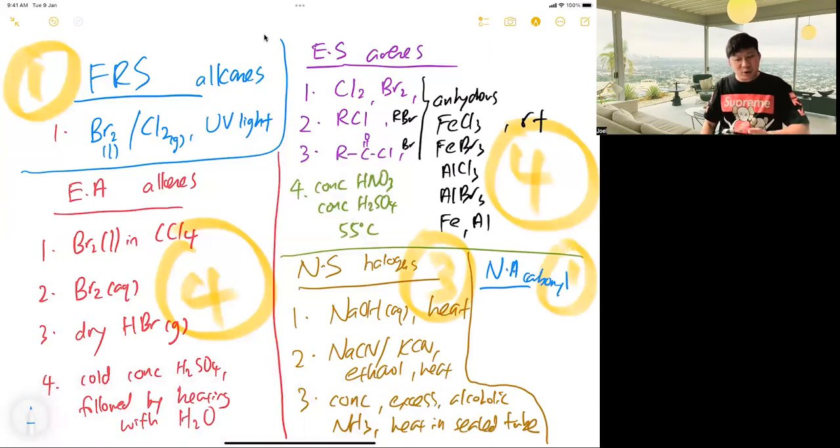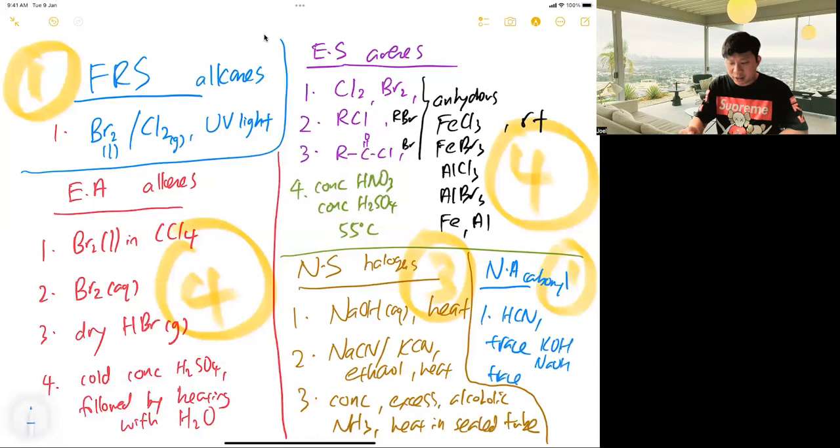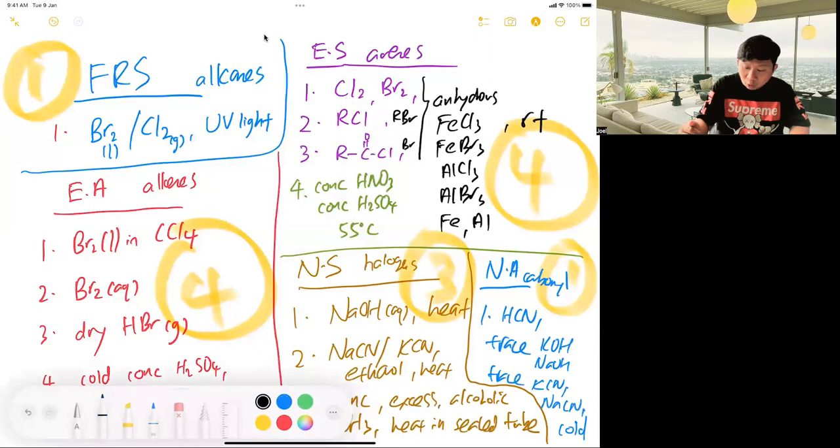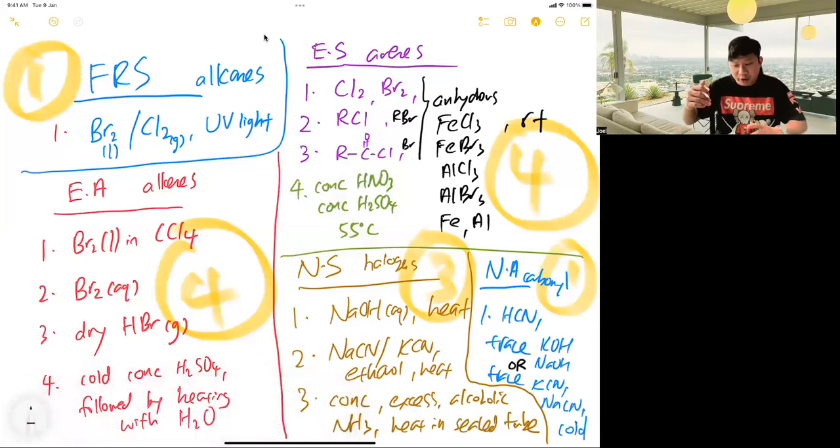Why do I like this one? Because there's only 1. The rest have 4, 3, 4, this one only 1. It is HCN, trace KOH, or it can be NaOH, or trace KCN or NaCN, cold. I'll tell you the reason why I need the trace. This part is OR, not both: either trace KOH or trace NaOH or trace KCN or trace NaCN in cold conditions.